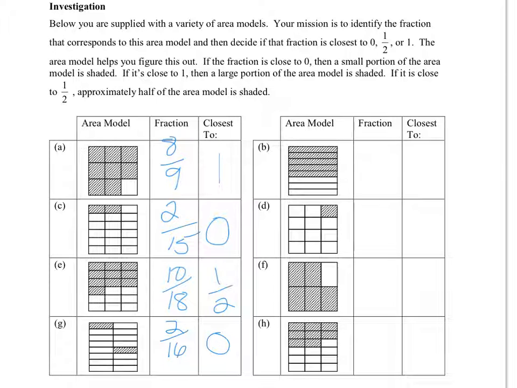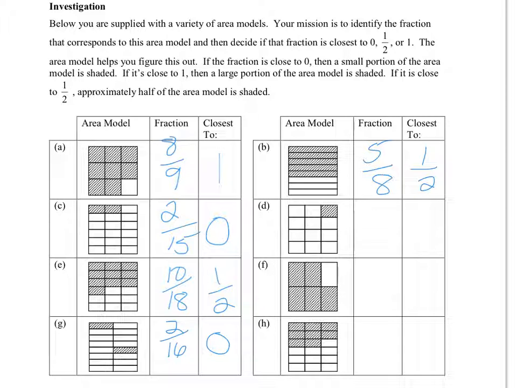Again, going over here to the other side, we have 1, 2, 3, 4, 5, 6, 7, 8. So our denominator is going to be 8 because there's 8 pieces total. And then our numerator is how many are shaded in. 1, 2, 3, 4, 5. So 5, and that is about halfway full.